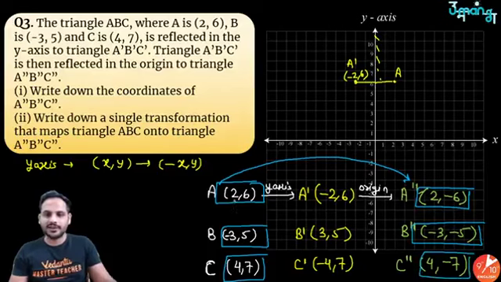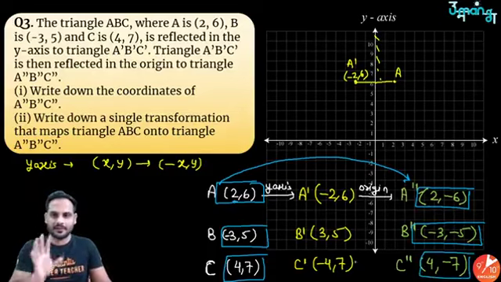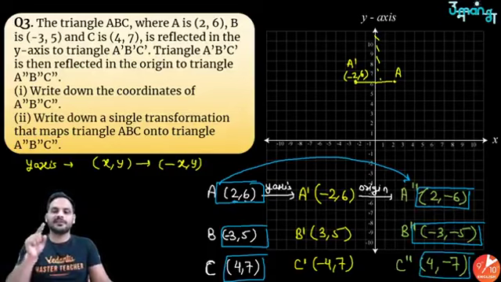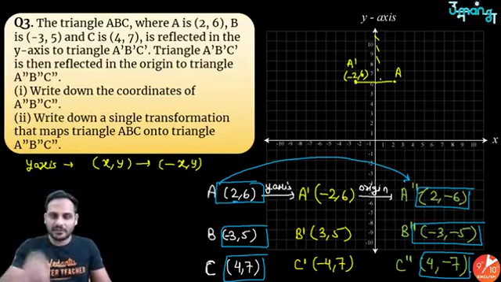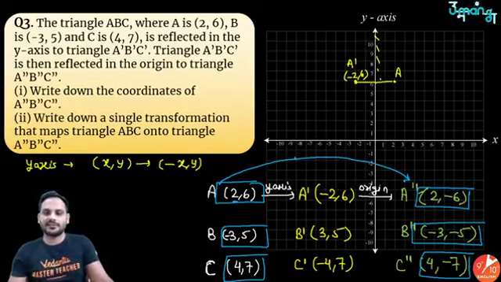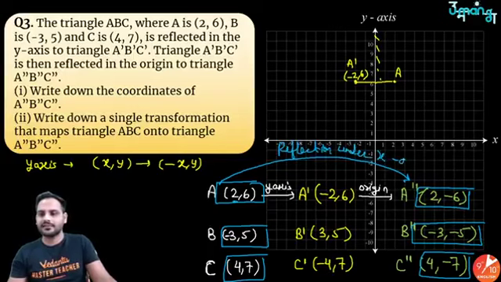So you can clearly see x coordinate of A and A double dash, B and B double dash, C and C double dash is same. And y coordinate is changing the sign. 6 to minus 6, 5 to minus 5, 7 to minus 7. So when x coordinate remains same, y coordinate changes the sign. So I can say it is like reflection under x axis.